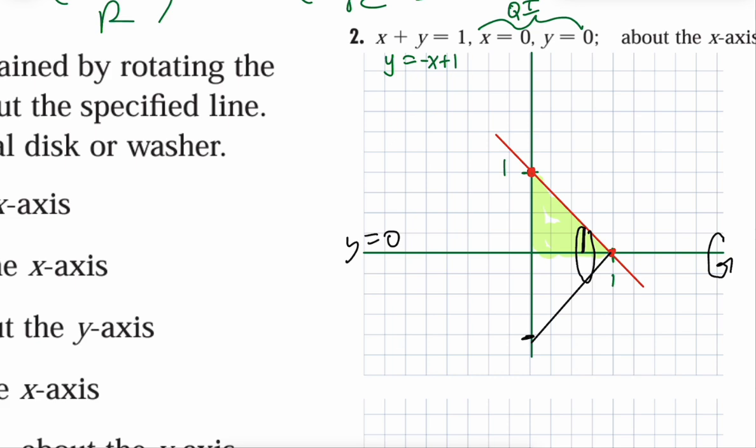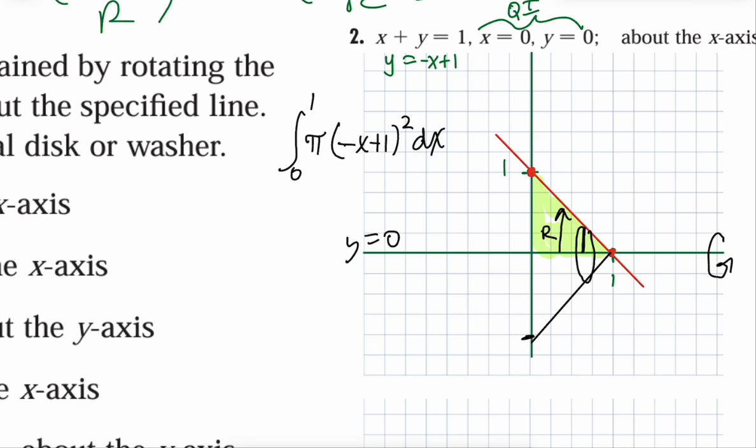Once you set it up, this one is pretty easy. We are going from an x value of 0 to an x value of 1. If we are rotating about the x-axis, you want to look from left to right, x from lower to higher. And it's just pi times our radius, which is the height on the line. So we hit the line, and it's negative x plus 1, squared.